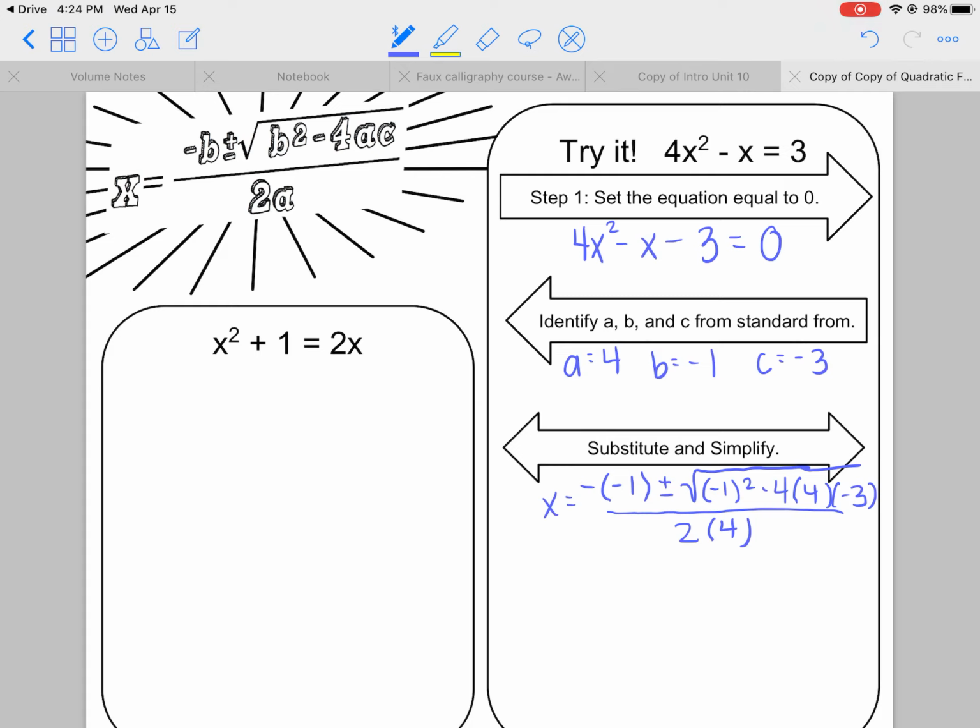Now I'm going to substitute and simplify. So the first thing I need to do is negative times negative 1 is positive. Then plus or minus. Now I'm going to start simplifying underneath my square root. Negative 1 times itself, negative times a negative is a positive, so that's a positive 1. It's going to be minus, and then 4 times negative 3 is negative 12, and then negative 12 times negative 4, a negative times a negative is a positive, so you get 48. So it's going to be a plus 48, but you should see something coming together underneath that radical. And it's all over 8.